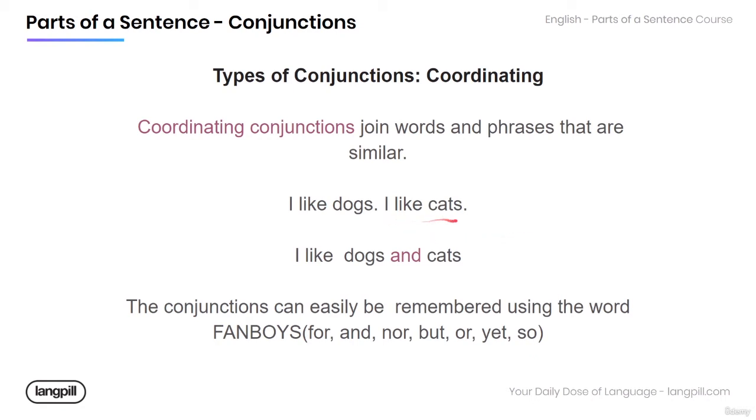Now, if these sentences were longer, then we would have to put a comma here before the coordinating conjunction. So when you're dealing with longer sentences, more full-size sentences, remember, you need a comma before any coordinating conjunction.